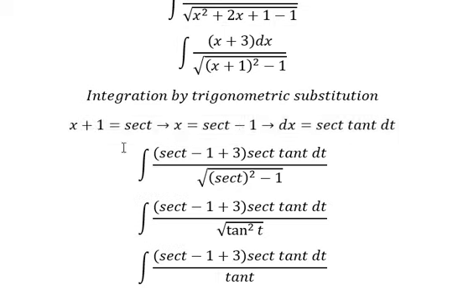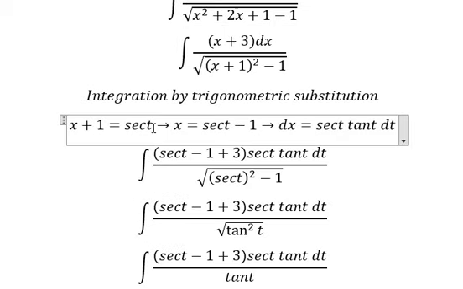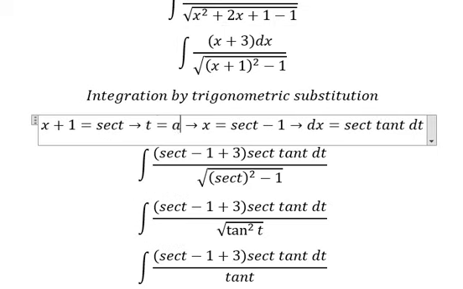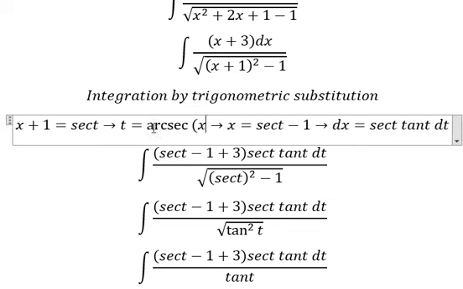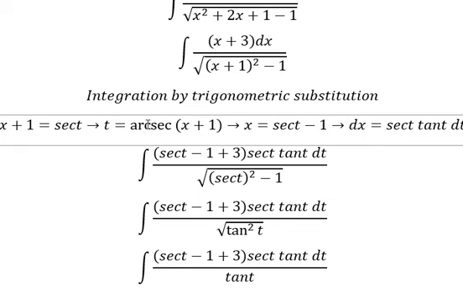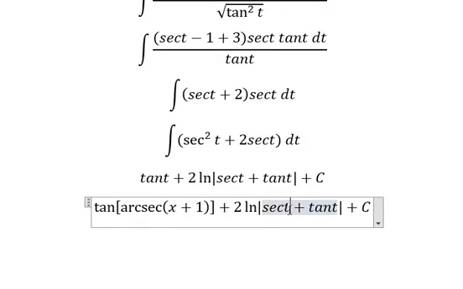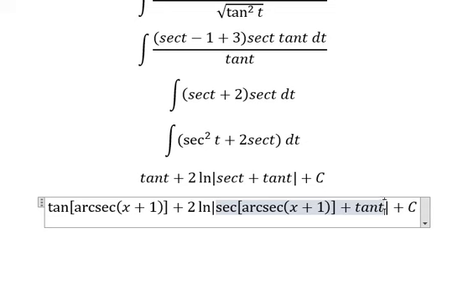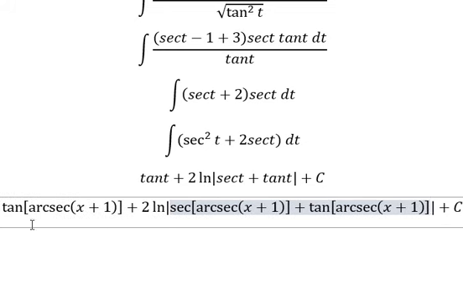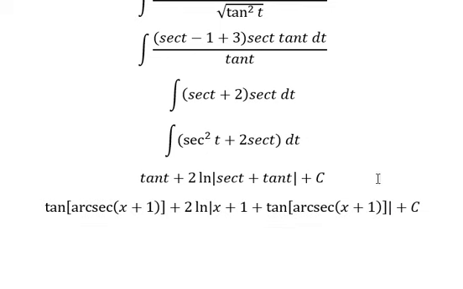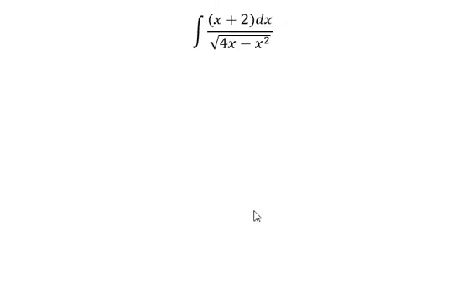About t, that is about this one. So we got t equal to arcsecant of x plus 1. So we put this one to replace for t. We know that secant with arcsecant we have x plus 1. And this is the final answer.